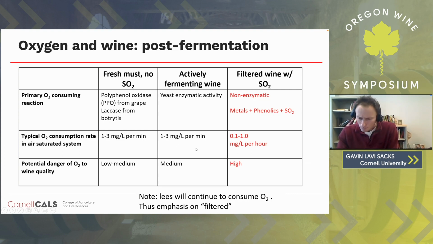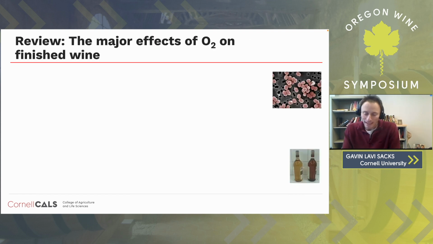Key thing here, look at the effect on the oxygen consumption rate. Fresh must, actively fermenting wine, we're consuming oxygen at a rate of a few milligrams per liter per minute. And post-fermentation, get rid of yeast lees, now we're at 1 milligram per liter per hour or less. So non-enzymatic oxidation goes much more slowly. This is part of the reason why we don't even think about it during these earlier stages of grape and juice handling or during fermentation. Those other pathways are 100-fold or greater faster. They're going to consume the oxygen.